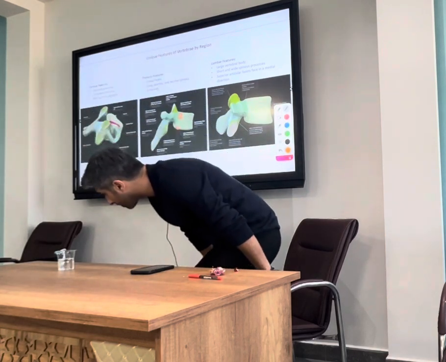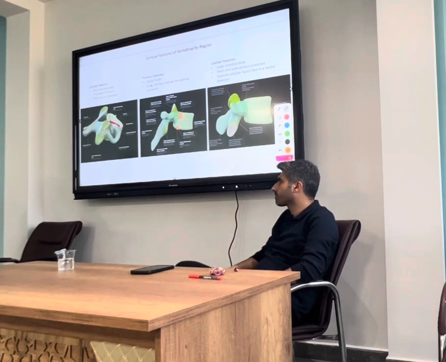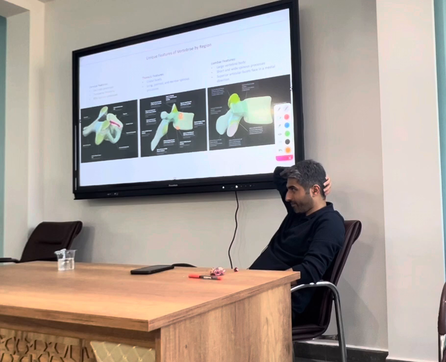What is the lumbar vertebra? The shape of the lumbar vertebra. Short process and with a large body.